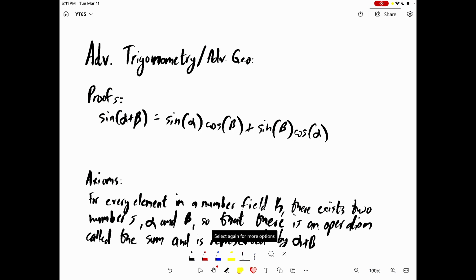And yeah, that's about it for proofs and axioms. And now that's all the preparation you need for advanced trigonometry and advanced geometry.